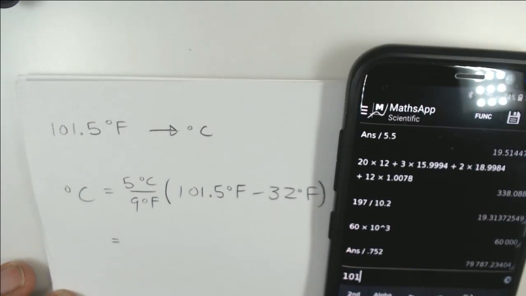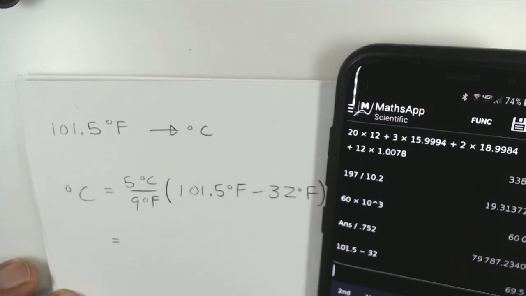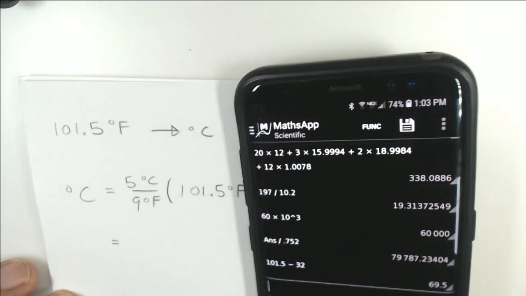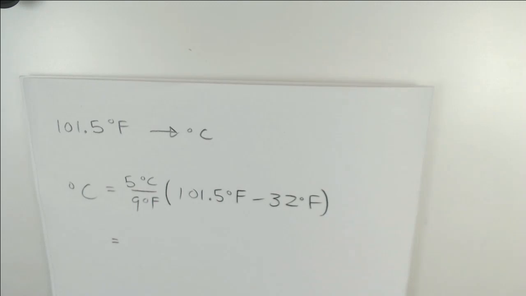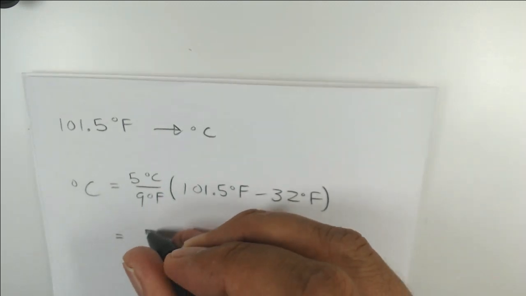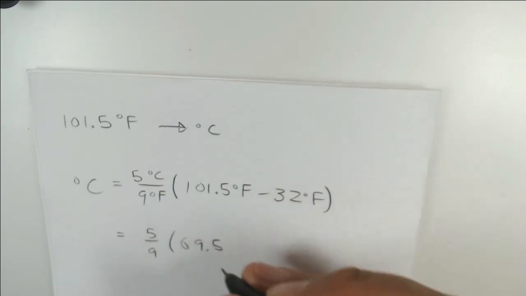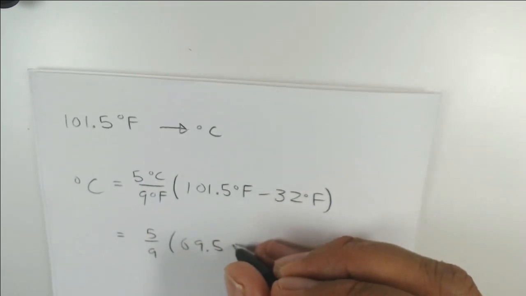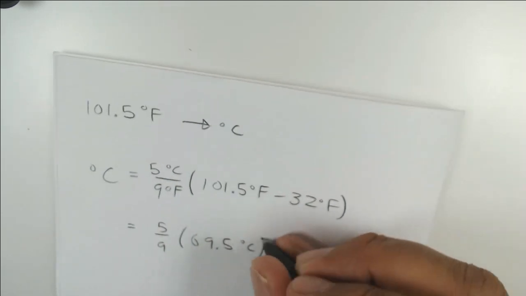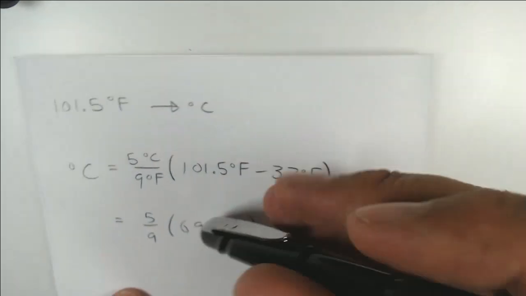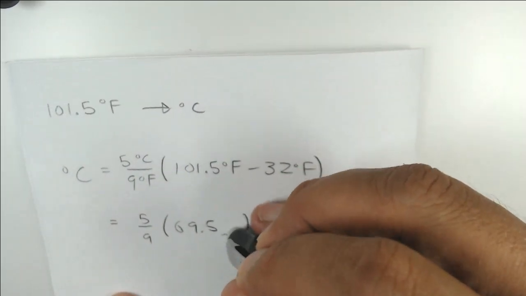So 101.5 minus 32. I am getting 69.5. And this is going to be degree C at the end. Oh, this is still degree F at this point. Let's just drop the units for now.